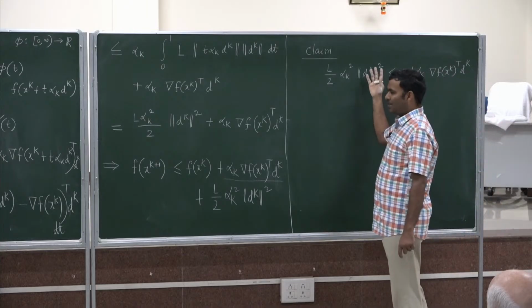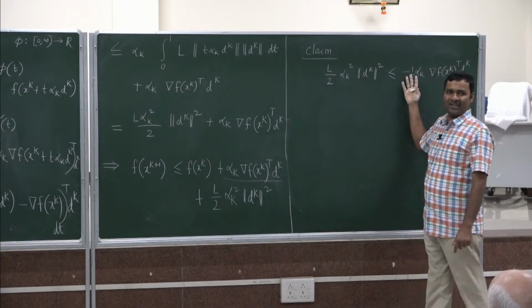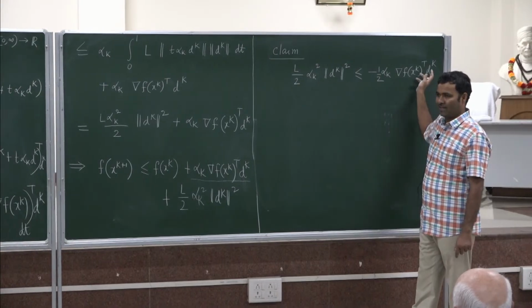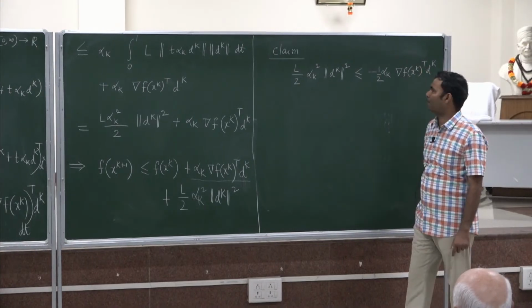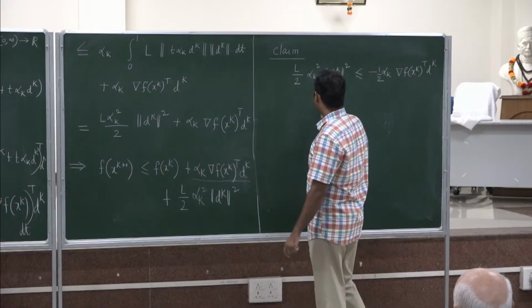We should not have any doubt. Here is a positive quantity, and we may feel like it is less than equal to negative. It is not the case, because dk is a descent direction. Fine, we claim this one, and this claim is indeed true.